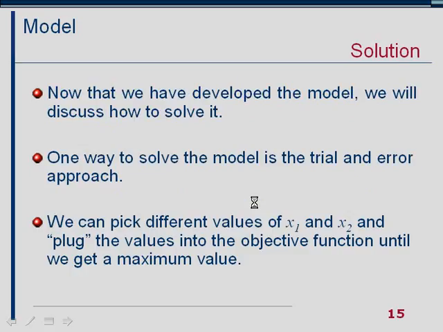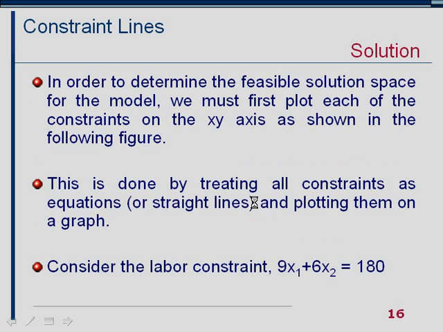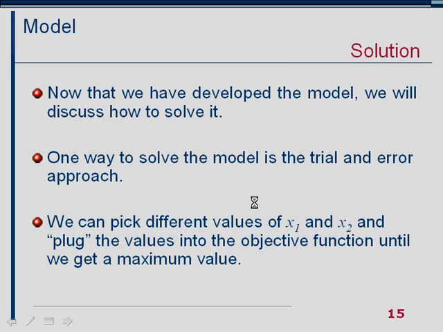Now that we've developed the model, let's discuss how we're going to solve it, because developing the model, while it can be difficult, especially for very large problems, is useless unless we implement some procedure to solve it. One way to solve the model is a simple trial and error approach. We can pick different values of x1 and x2 and plug the values into the objective function until we get a maximum value. I think we can see that this is a very inefficient procedure.